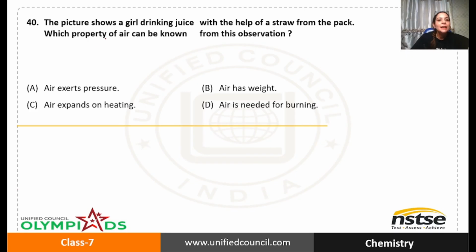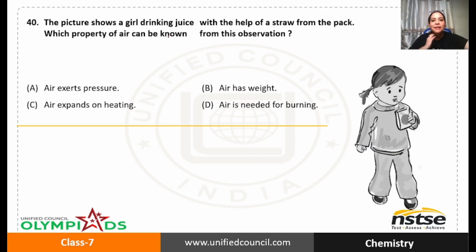Next question. The picture shows a girl drinking juice with the help of a straw from the back. Here we have a picture. You can see that the girl is drinking juice with the help of a straw. Which property of air can be known from this observation? Option A says air exerts pressure. B says air has weight. C says air expands on heating. And D says air is needed for burning.